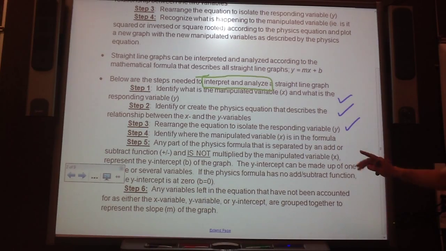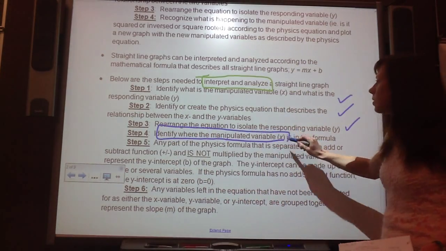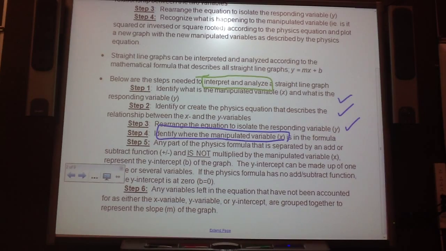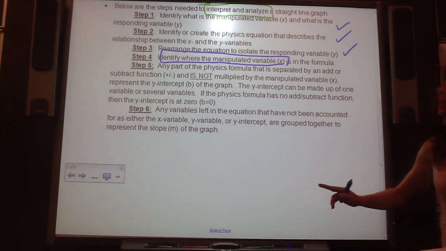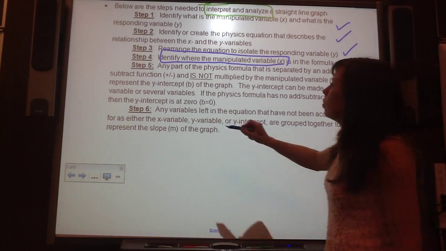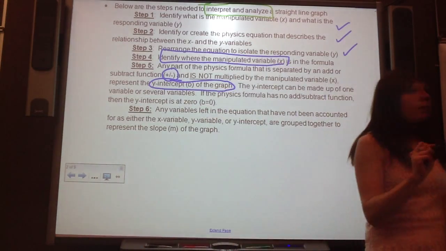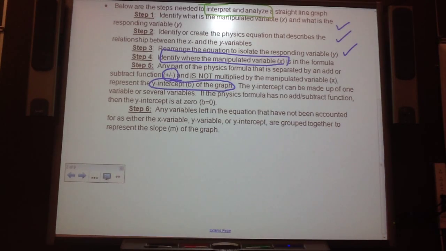Number 4, identify where the manipulated variable is in the formula. So identify where it is. Now, this is kind of the new part. Any part of the physics formula that is separated by a plus or a minus, and is not multiplied, represents the y. So anything that is plus or minus is the y-intercept, because we know in y equals mx plus b, the plus b is the y-intercept.